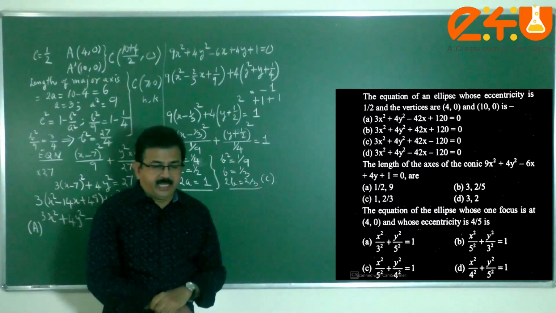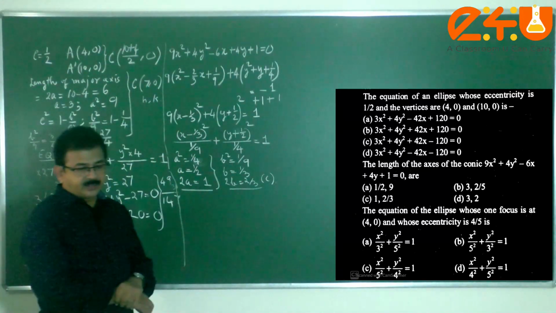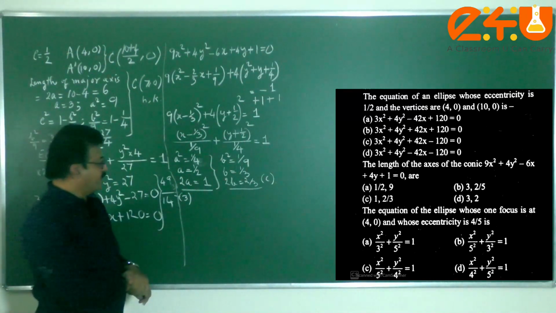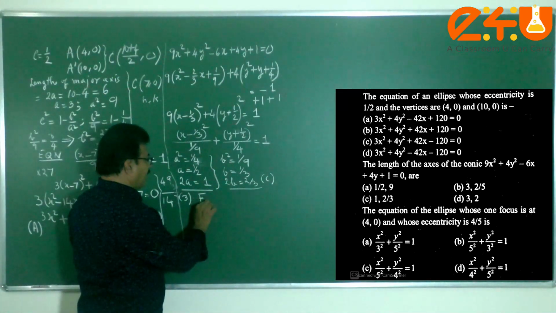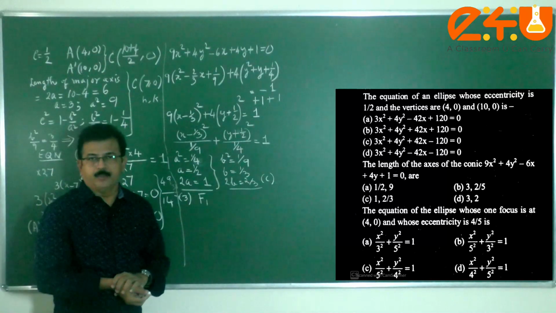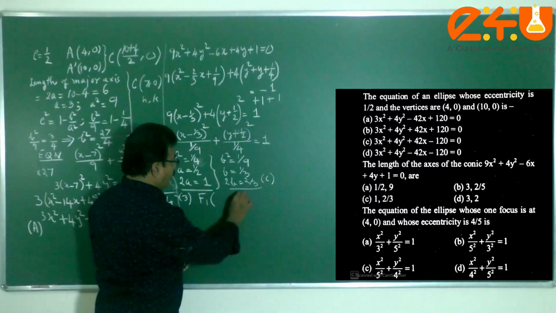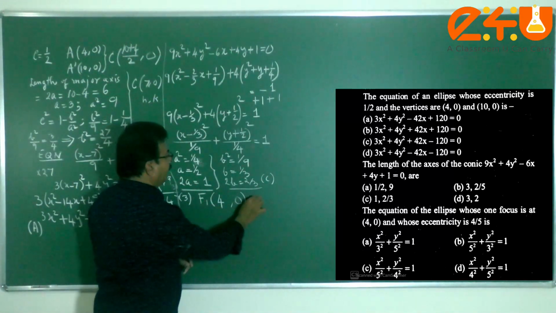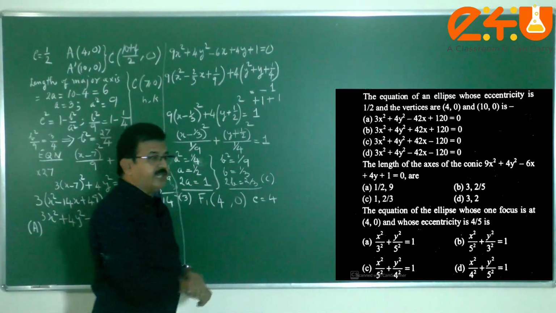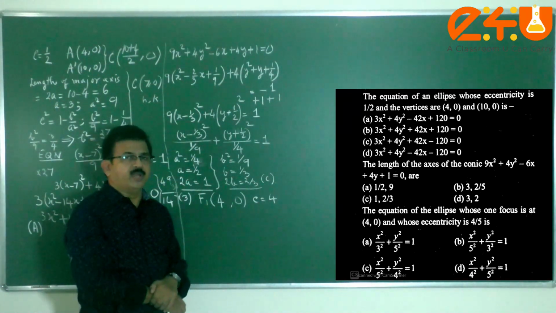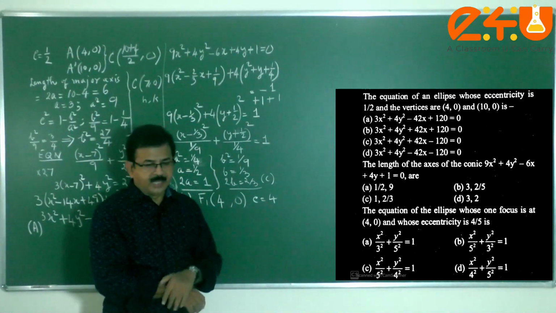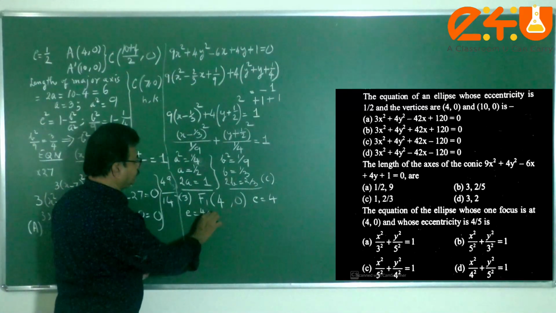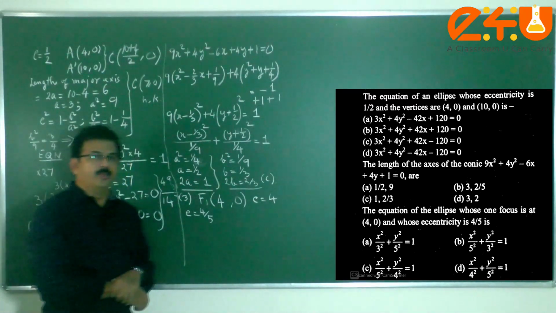The equation of the ellipse whose one focus is at 4, 0. One of the focus, so I assume it as focus 1. I am not sure. But what I am sure is the number 4 gives me the value of the c. And what is c? Students know, root of a square minus b square. That value is c. Eccentricity is 4 by 5.